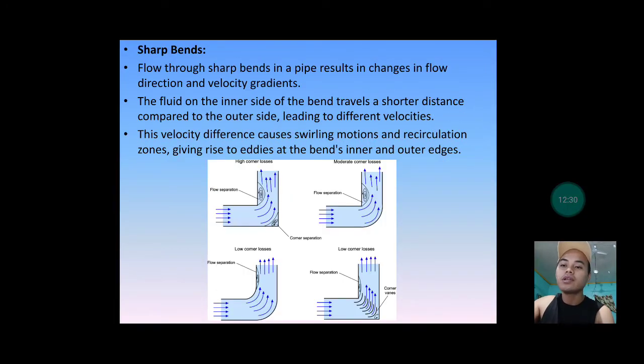For sharp bends, there will be eddy formation in this part of the pipe and in this part of the pipe. For a curved 90 degree bend, there will be eddies in this part of the pipe.